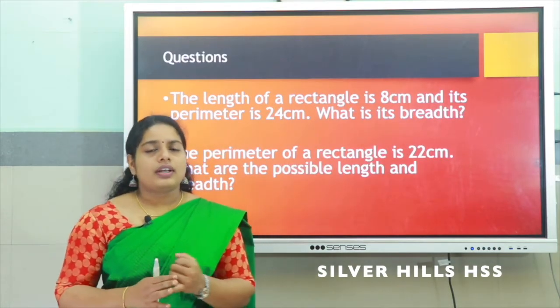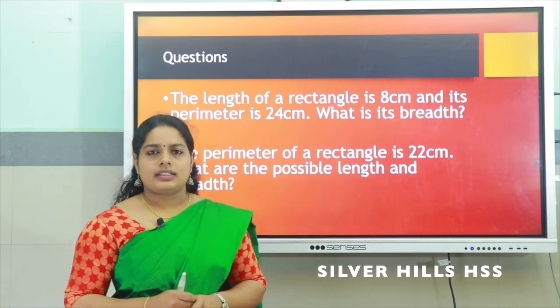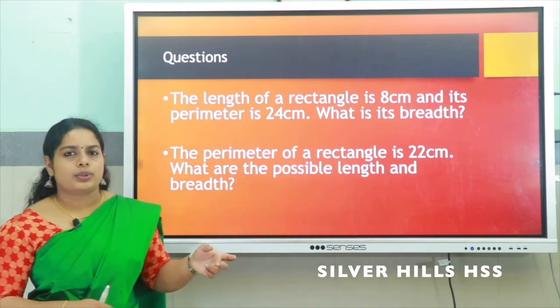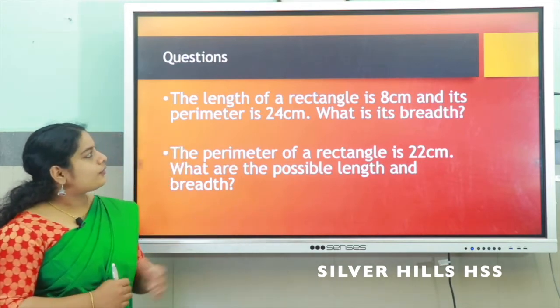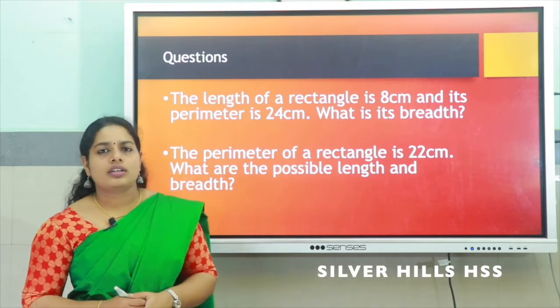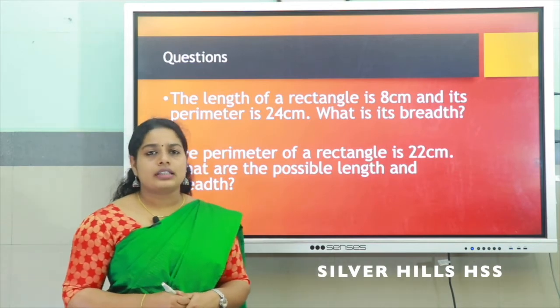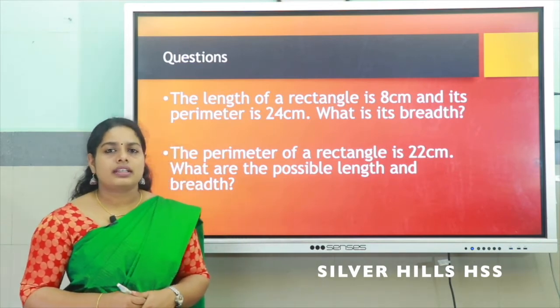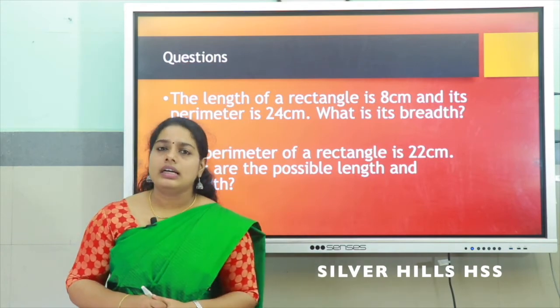Now if you are asked to find the perimeter of a rectangle and a square, we know how to find it. So these are the two different types of questions. We will discuss these questions. First one is, the length of a rectangle is 8 centimeter and its perimeter is 24 centimeter. What is its breadth? Here you are not asked to find the perimeter, but you are asked to find the breadth. Given the length and the perimeter, you are asked to find the breadth.